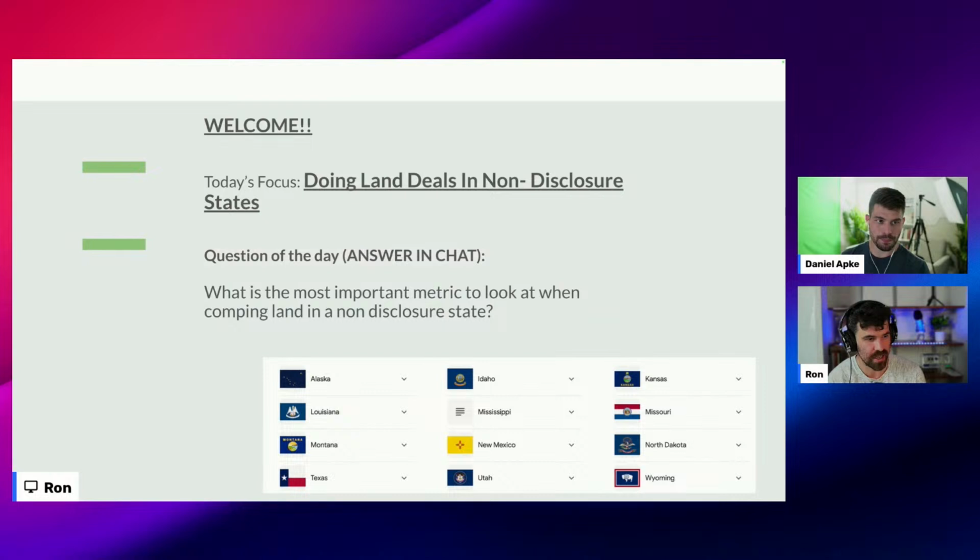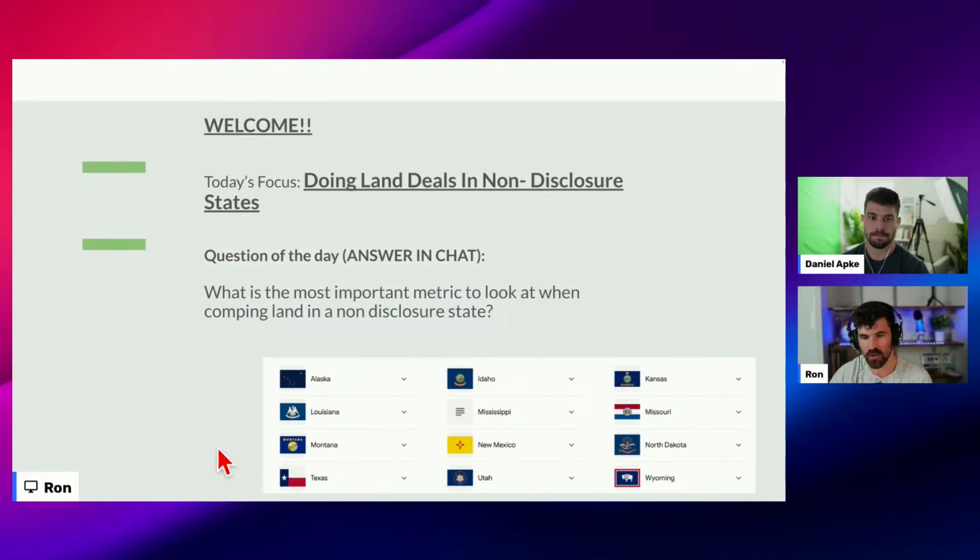And like Jake said a few minutes ago, he's been avoiding non-disclosure states, which is very normal for newer people. But we're going to try to give you some tips on doing deals like this. I always think there's a hurdle to doing deals in non-disclosure states. For sure. And it's kind of like the same hurdle, Dan, with texting right now. There's a hurdle to getting into texting. If you can find a way past that and find a way to do it, I think it's very valuable.